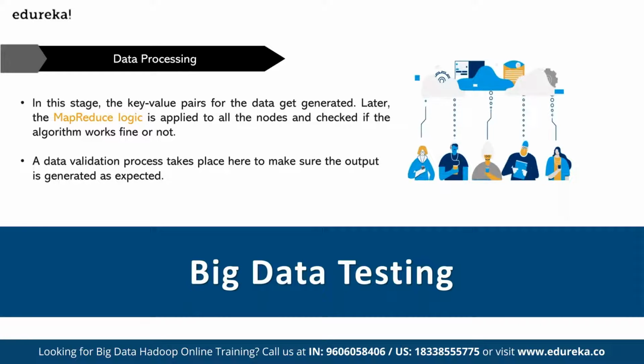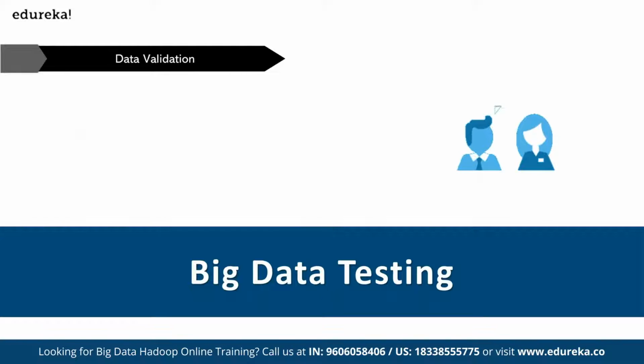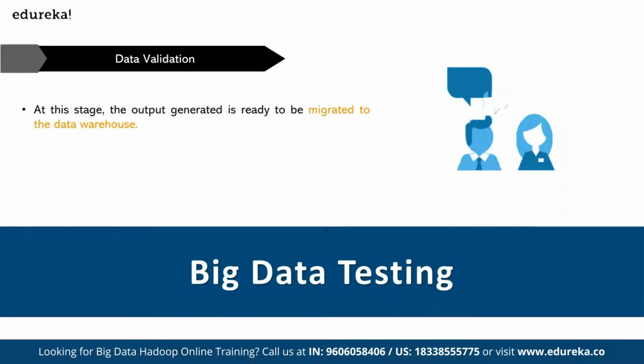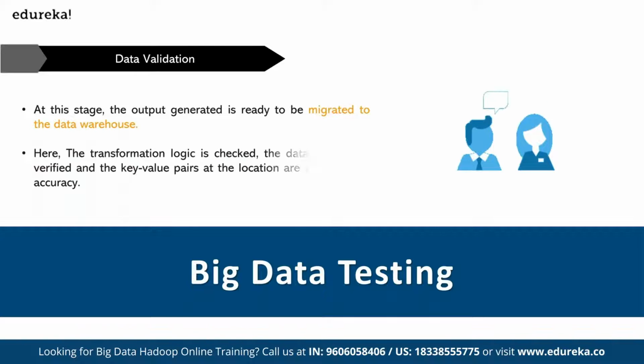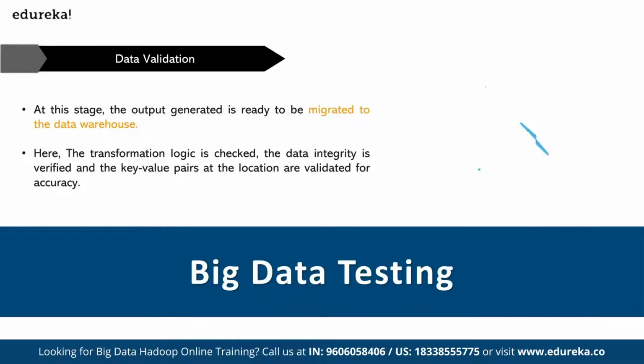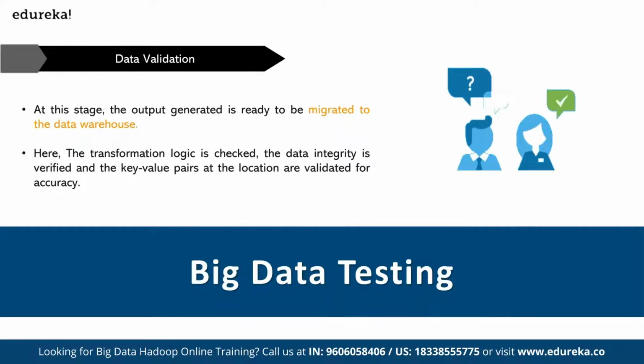The data validation process takes place here to make sure the output is generated as expected. So data gets in, it gets processed, and we get certain output created. So the next is going to be the data validation, the output validation from our big data processing. At this stage, the output generated is ready to migrate to the data warehouse or to your OLTP systems also, through tools like Sqoop and those kind of things. Here the transformation logic is checked, the data integrity is verified, and the key value pairs at the location are validated for accuracy.